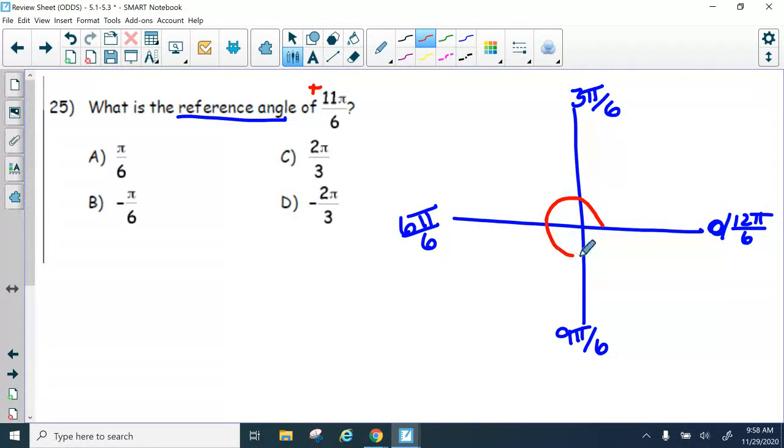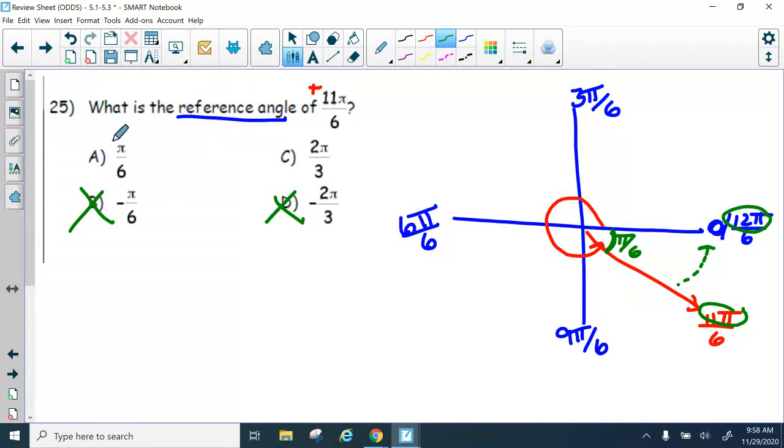So I'm rotating around and landing in quadrant 4. So if this is 11 pi over 6, the reference angle is going to be the gap right there. So 11 pi over 6, I rotated around. I didn't quite make it to 12 pi over 6. So you just have to figure out how much more would I have to rotate to get from 11 pi over 6 to 12 pi over 6. It's pi over 6. By the way, reference angle is always positive. So these two are out. And we just figured out that it's pi over 6.